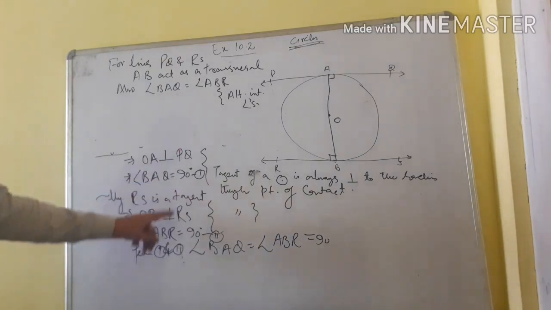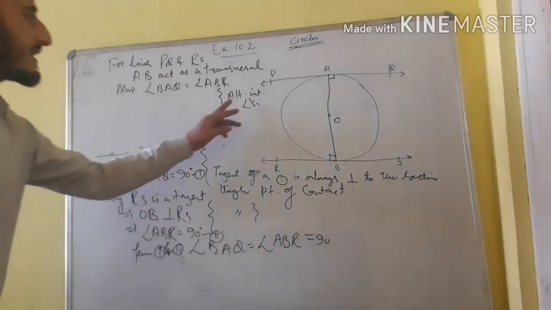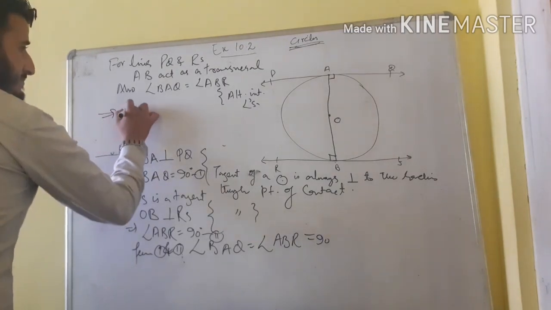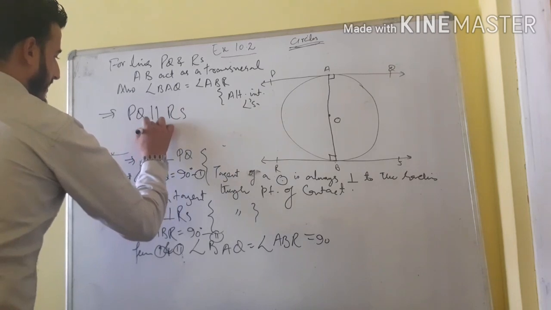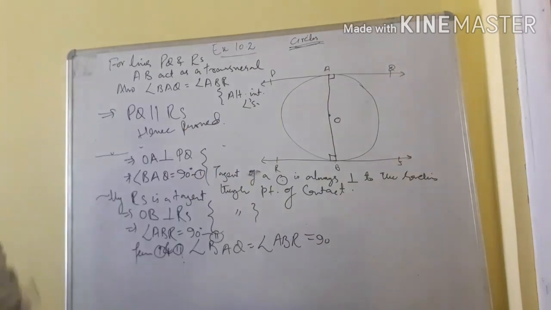We have showed that angle BAQ is equal to angle ABR. That means alternate interior angles are equal. For the both lines, alternate interior angles are equal. Implies PQ will be parallel to RS. Hence proved. Hope you understand the whole problem.